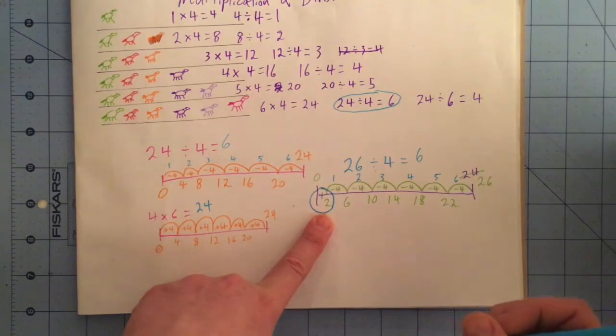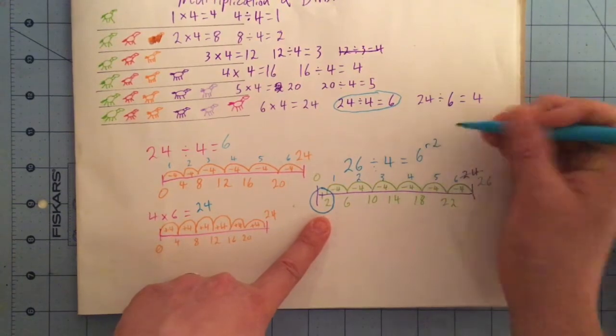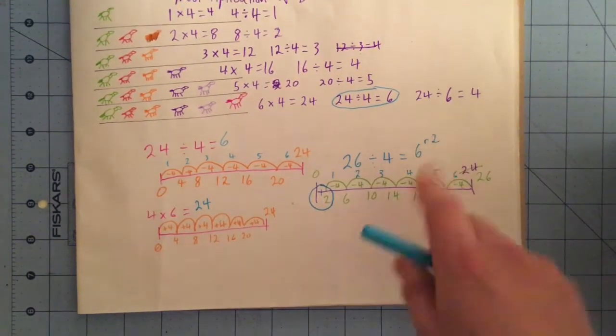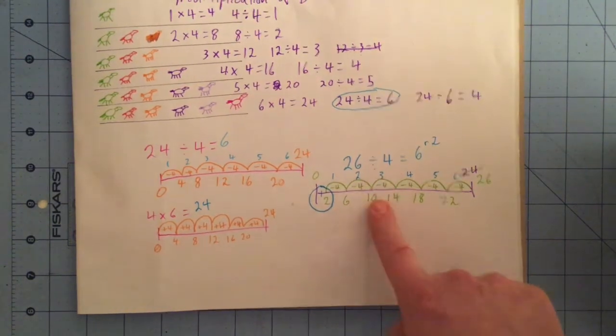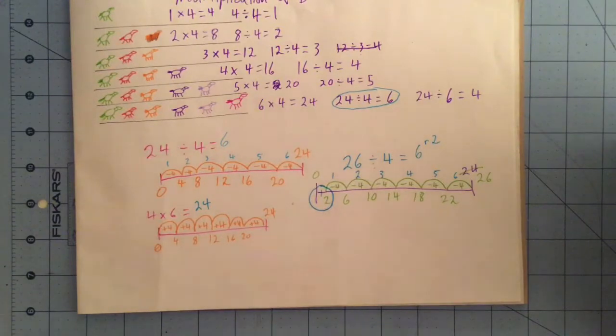What do I do with the remainder? Well, I write a little r, because I have a remainder of 2. 24 divided by 4 is 6 with 2 left over, so it is 6 remainder 2. This is new for us today. We will be looking at more of that going forward.